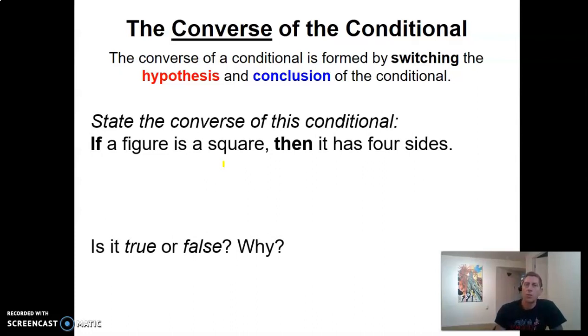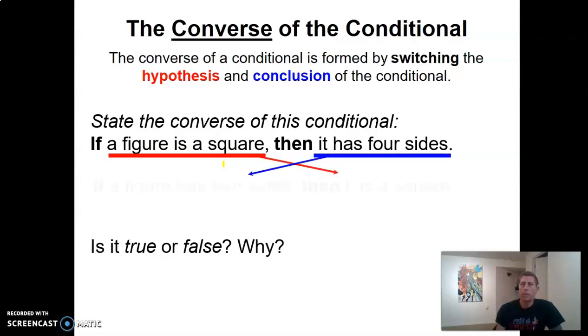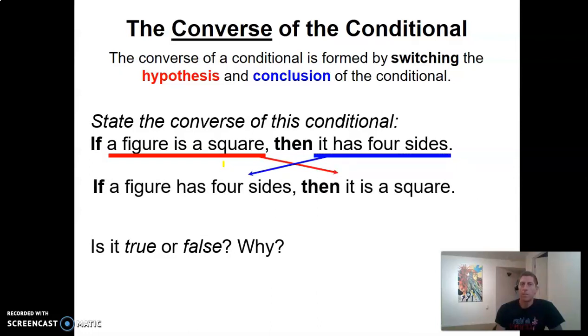State the converse of this conditional. If a figure is a square, then it has 4 sides. We identify the hypothesis and the conclusion, and then we switch them to get the converse. If a figure has 4 sides, then it is a square. Is it true or false? Why? Well, let's think about this.